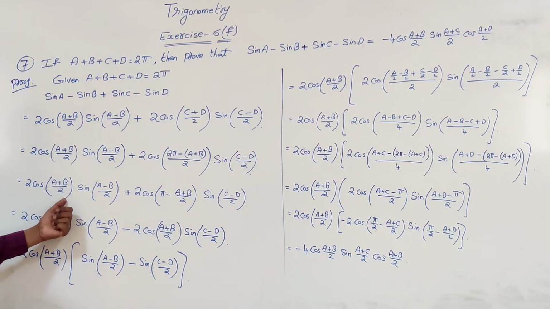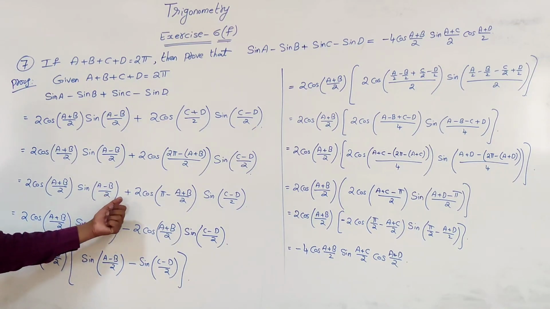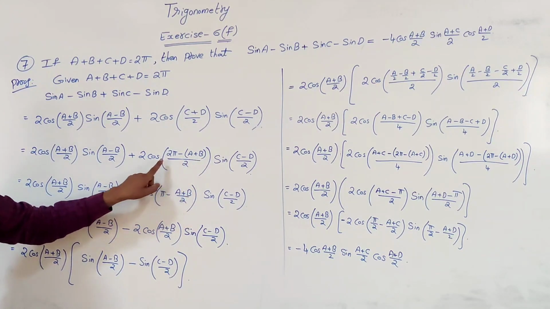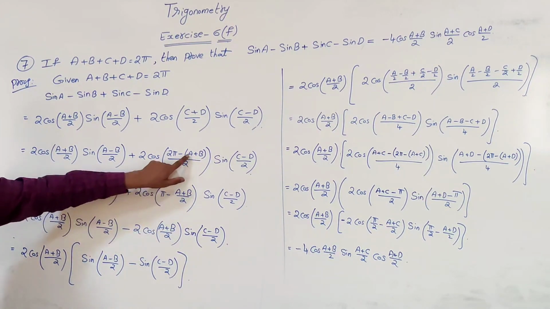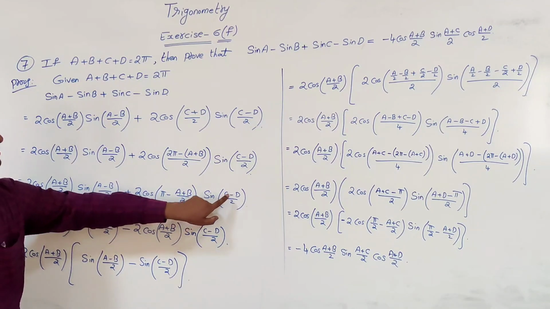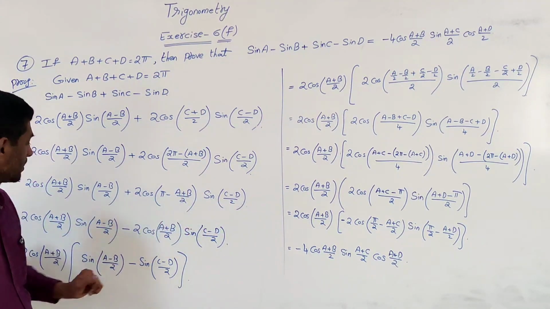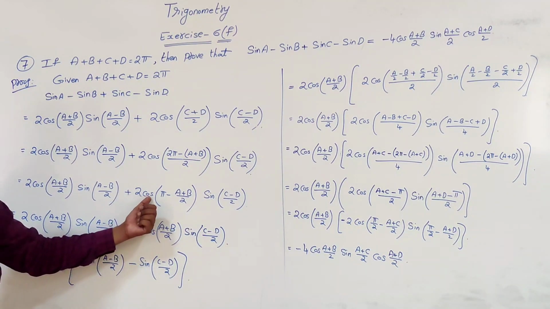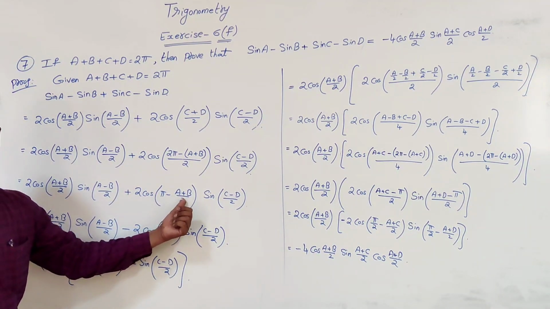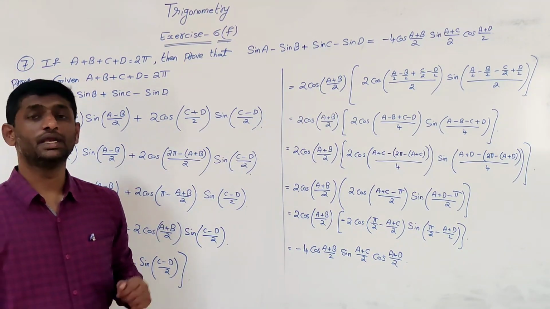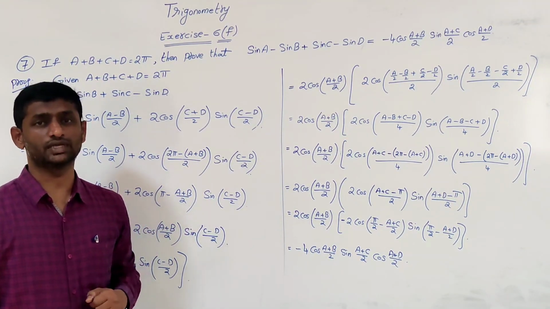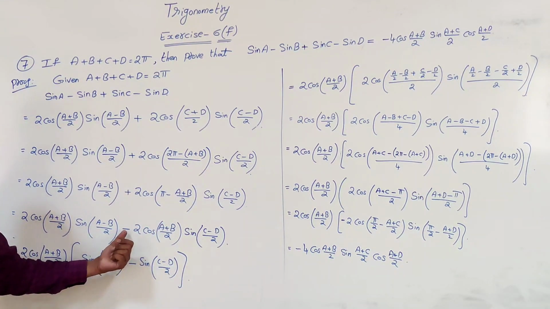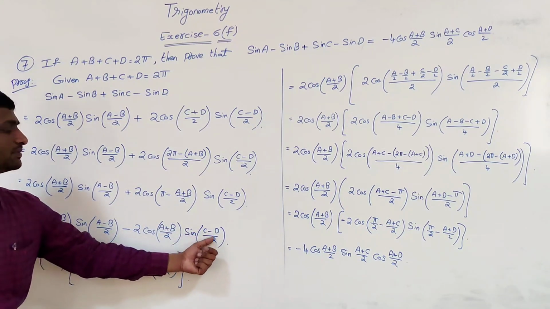So 2 cos (A plus B)/2 sin of (A minus B)/2 plus 2 cos of (2 pi by 2 minus (A plus B)/2). That gives 2 pi by 2 is pi minus (A plus B)/2 into sin of (C minus D)/2 as it is. So 2 cos (A plus B)/2 sin of (A minus B)/2 and cos of, it seems to be like cos of 180 minus theta. 180 minus theta lies in second quadrant. In second quadrant, cos will have negative sign. So that's why minus 2, and the trigonometric ratio does not change. So minus 2 cos (A plus B)/2 sin (C minus D)/2.